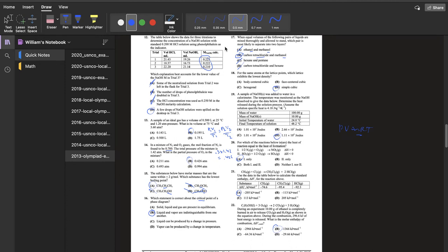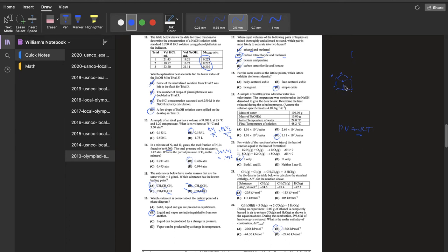For 18, same atoms at the lattice points, which lattice exhibits the lowest density? So if we draw a unit cell, what would indicate low density is not having that many spheres in the cell. Simple cubic, if I remember correctly, is literally just one sphere at each of the 8 vertices. So it would just be 1/8 times 8, so you would have 1 atom per unit cell.